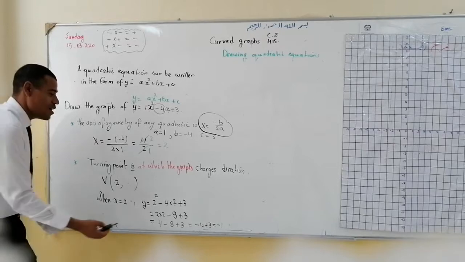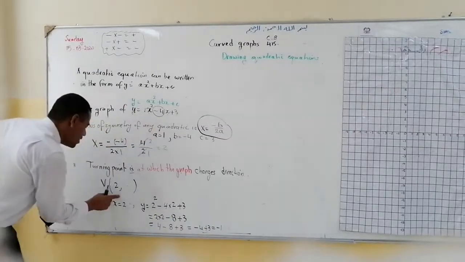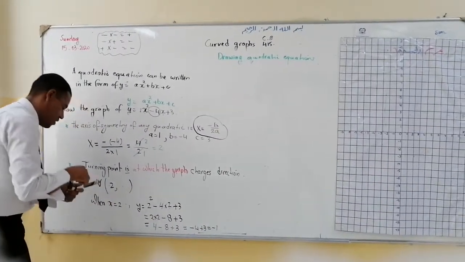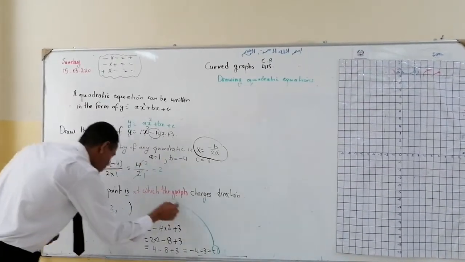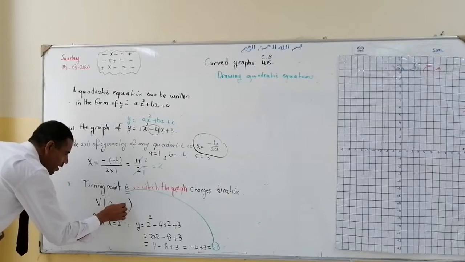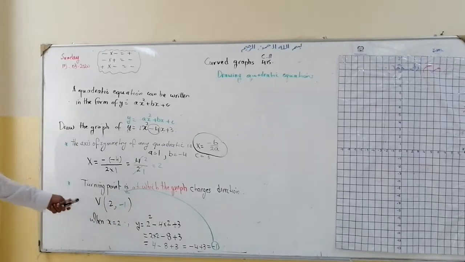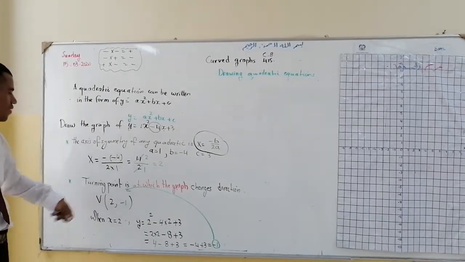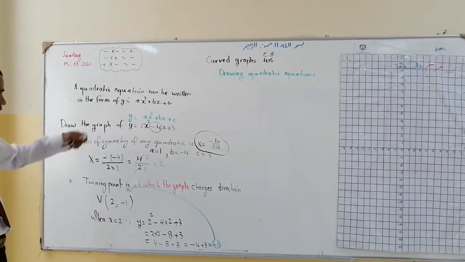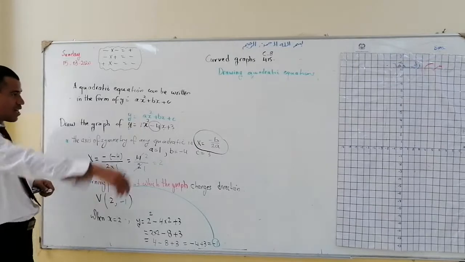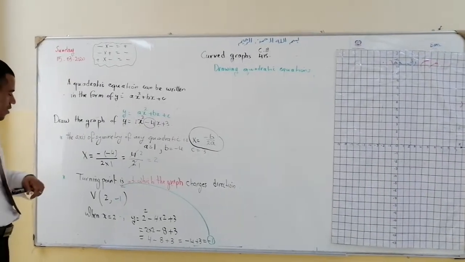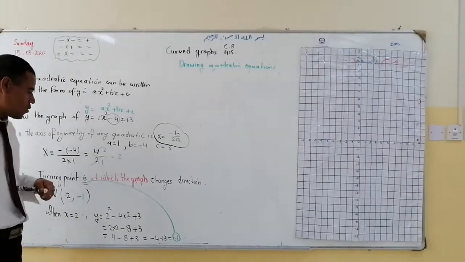So, now I can write the coordinates of the vertex. I will write this negative 1, okay, here. So, this is the vertex, where the graph changes direction, okay? I will need it when I start drawing the graph of this quadratic equation.